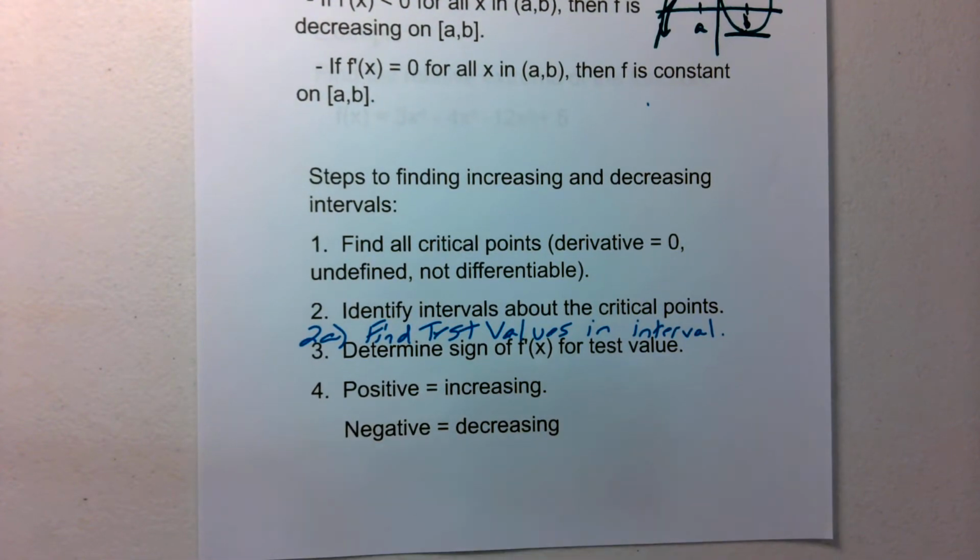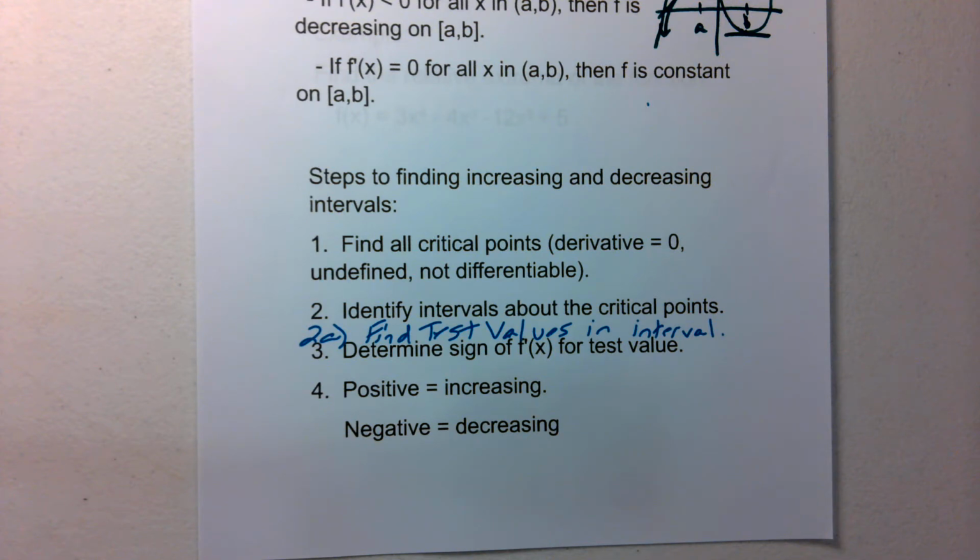So the steps that we're going to take to find these increasing and decreasing intervals: one, we're going to find all the critical points, which we've done in the past. We set the derivative equal to 0, or find where it's undefined or non-differentiable. Two, we're going to identify the intervals about the critical points. Three, we're going to find test values on the interval.